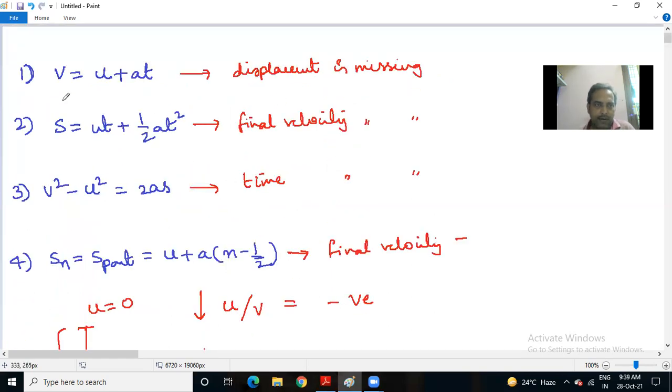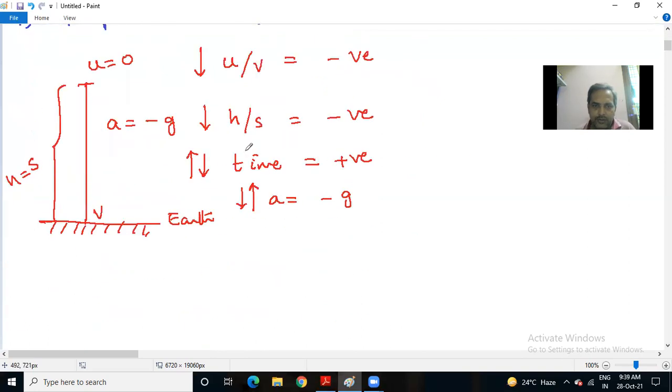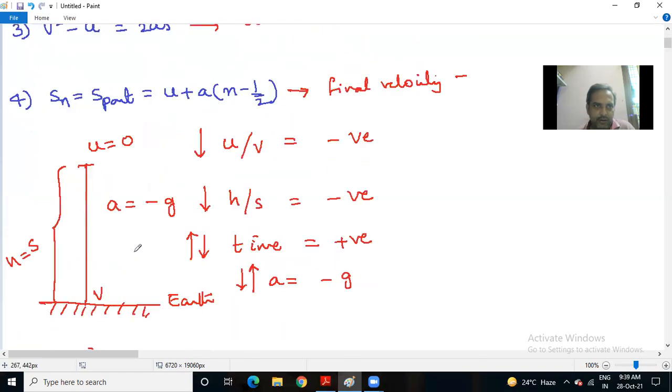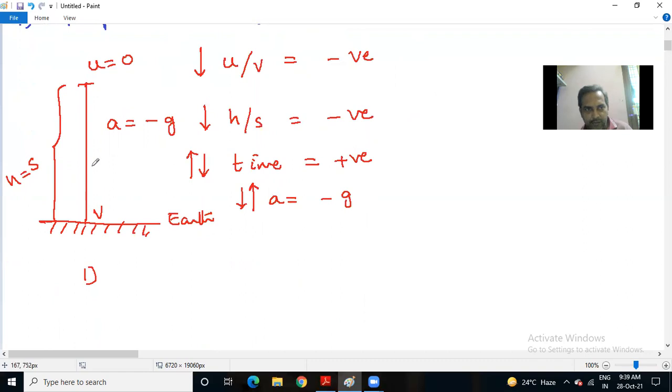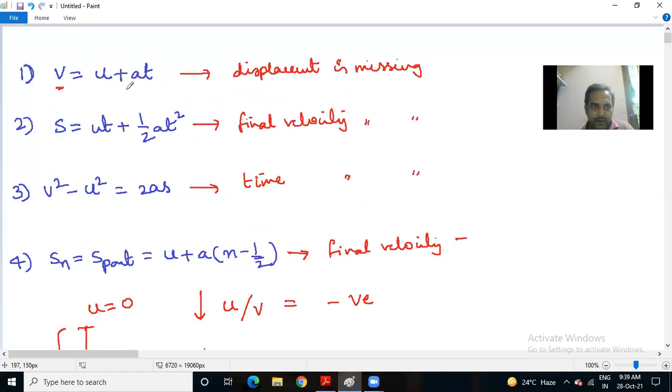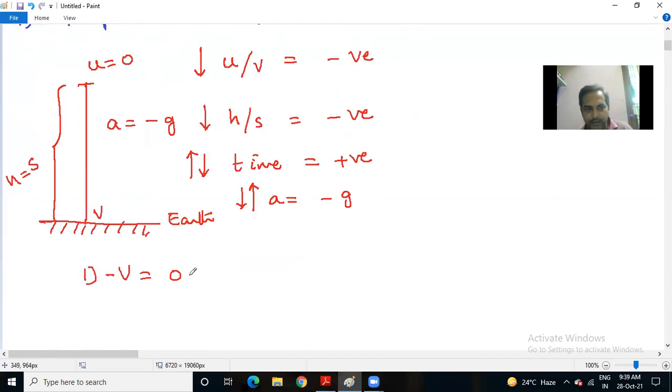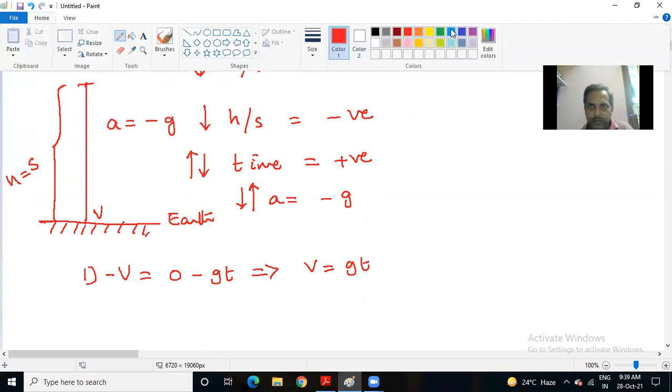Let us have modification of basic equations. So first equation will be V equal to U plus AT. When it reaches the ground, after t seconds, there will be V for the body, and that too negative you can assume, because you took that when coming downwards, negative. U is 0. In place of A, you have taken that A is permanently negative, minus GT. So this is V equal to GT. So this one is the first equation.